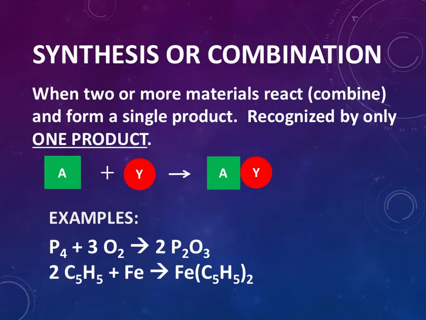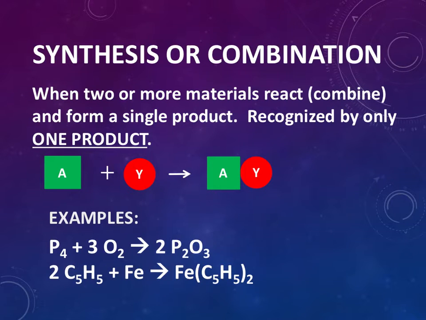Synthesis or combination, another fairly straightforward one. It's when two or more materials combine to form a single product, and that's the key word here, right? A single product. So you're going to recognize this type of reaction by only having one product, right? You can have as many reactants as you want, but if you only have one product, then it's a synthesis or combination reaction. So let's just quickly look here.